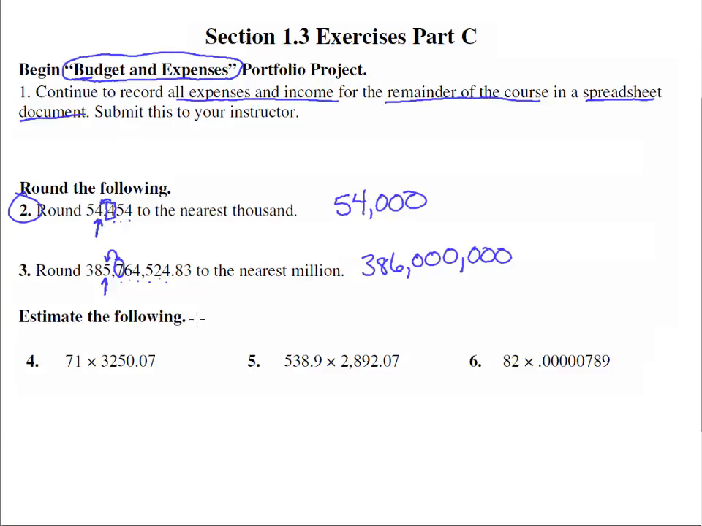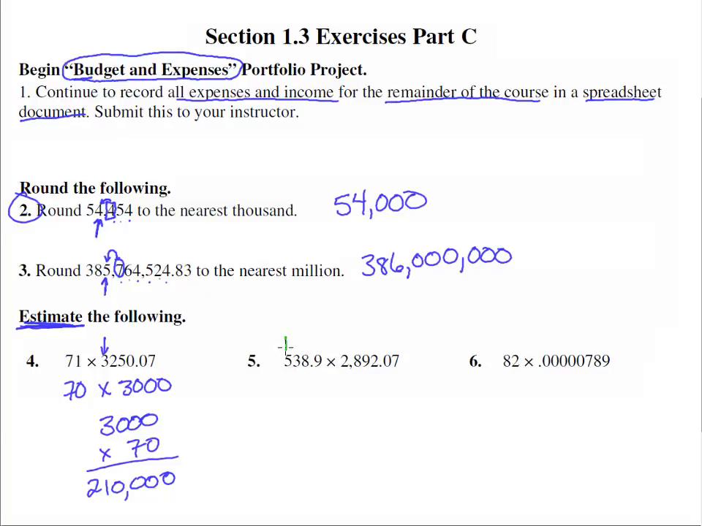Good. Estimate the following. Oh, this is an estimation problem. We haven't done that for a little while. Estimate means we round first. So this is going to be 70 times, and round that to 3,000. So this is 3,000 times 70. It says don't do the actual math, do the easy problem. 3 times 7 is 21, and we have 1, 2, 3, 4 zeros. 210,000.